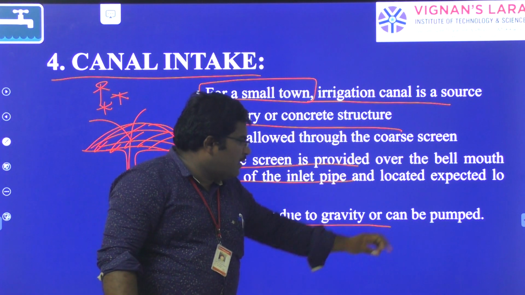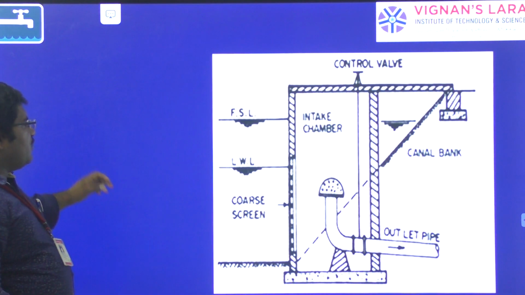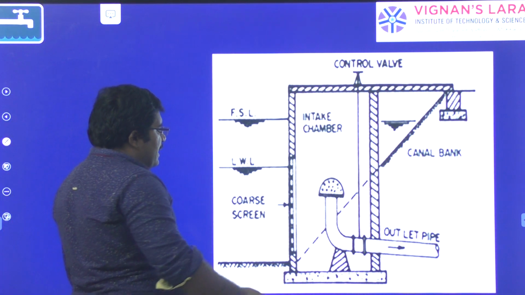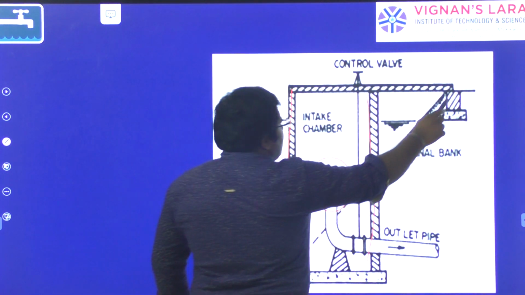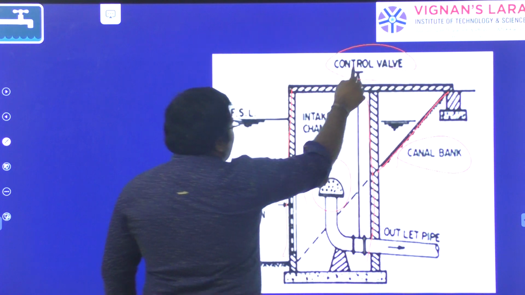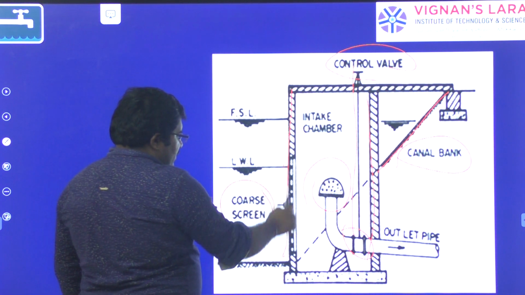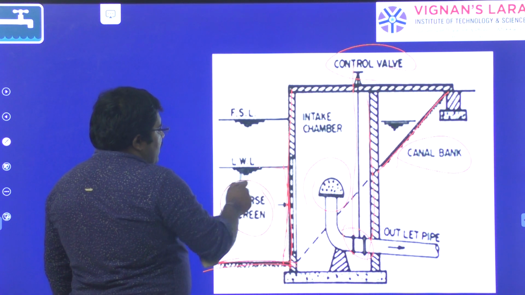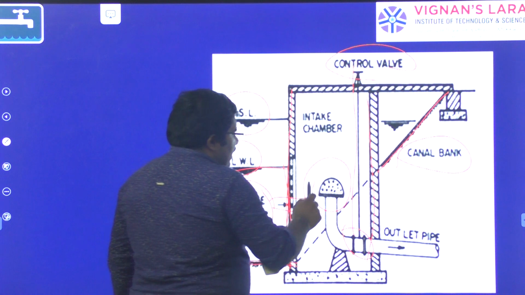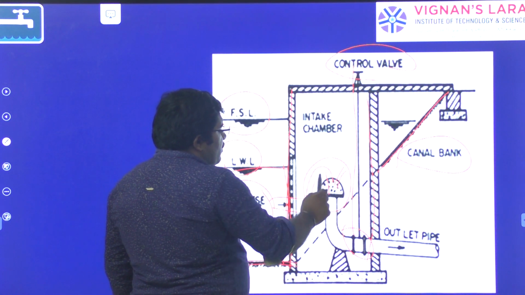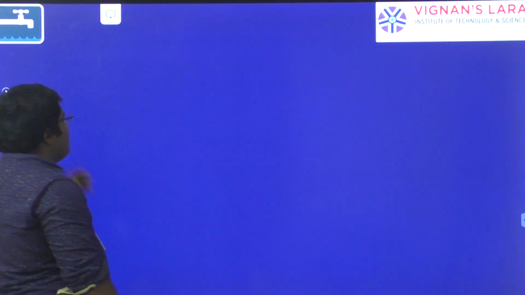Water can flow due to gravity or can be pumped, either through pump or gravity it can be collected, right? So you can see here, simply it is kept here. This is the bell mouth entry. This is the well constructed at the bank of the canal, right? So this is the canal bank, and we have a control valve over this to control the flow of water into the outlet pipe, okay? And here outside we have the coarse screen. This is the bed of the canal, and this is the low water level. This is the full supply level, right? So the water enters here, and it enters through the bell mouth entry, and it will leave through the outlet pipe, okay? So these are all the types of intakes, right?